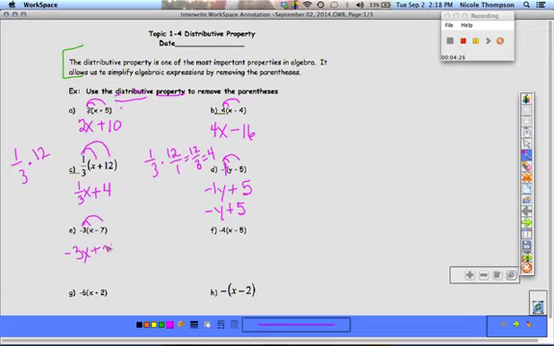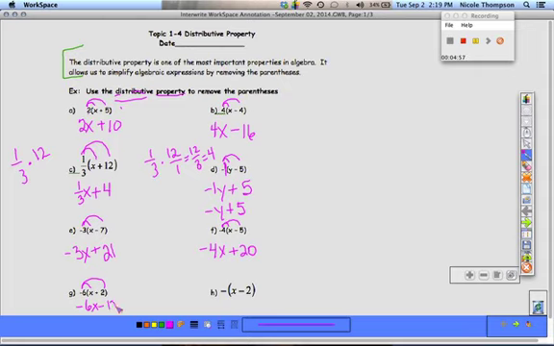Negative 6 times x is negative 6x. Negative 6 times a positive 2 is a negative 12. And this h is going to work just like this one up here on D did. You've got an invisible 1 here, so negative 1 times x would be negative 1x, which you don't have to write the 1 there. And negative 1 times negative 2 is a positive 2. So that's basic distributing property.